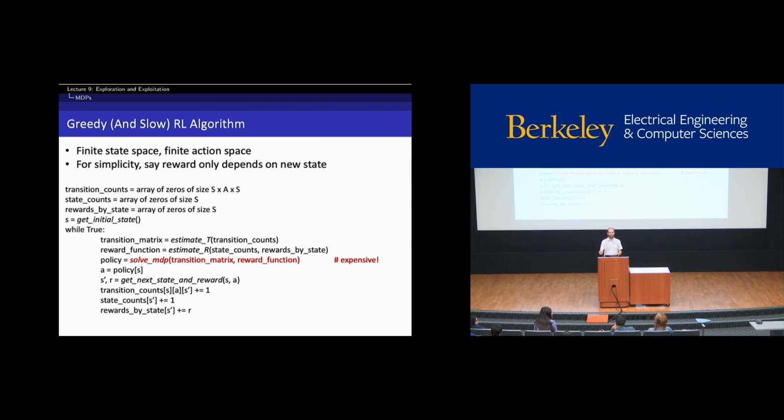Yeah? Would we not also want to check the rewards by action as well? Like rewards by action state? Yeah, so when we talked about MDPs earlier, the reward could depend on the initial state, the action, and the state we're transitioning into. For simplicity for this, I just said reward only depends on the state you transition into. And so if you're in that setting, then this is enough information to track.